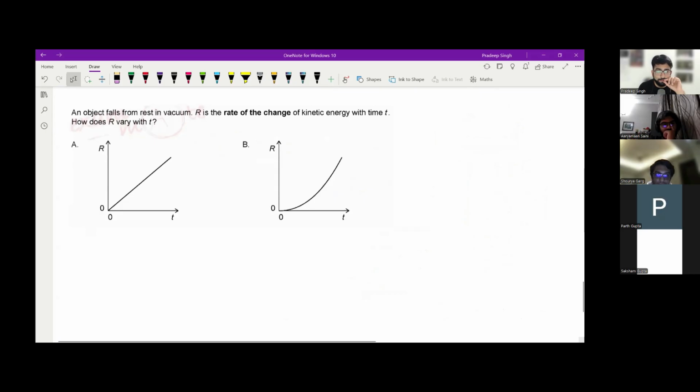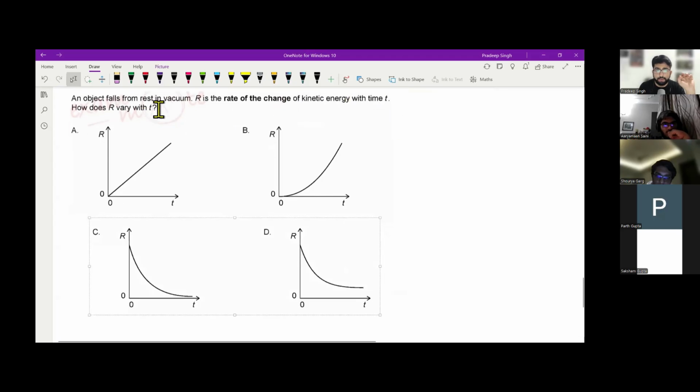So option A and B. Hang on, option C and D. Okay, one second. Option C and D. Okay, so Ariman, one sec. An object falls from rest in vacuum. R is the rate of change of kinetic energy. How does R vary with time? Okay, go ahead, Ariman.